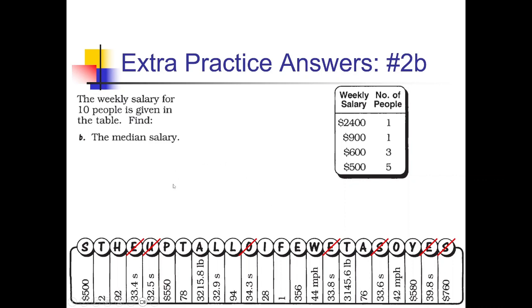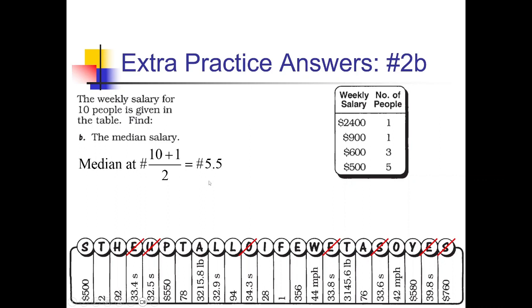Another way you can do this, though, is to figure out what's the index number of that middle item. So a quick way of doing this is taking the total number of items, adding 1, and then dividing by 2. So 10 plus 1 over 2. This will tell us which item is our median value. So that's 11 over 2, so 5.5.